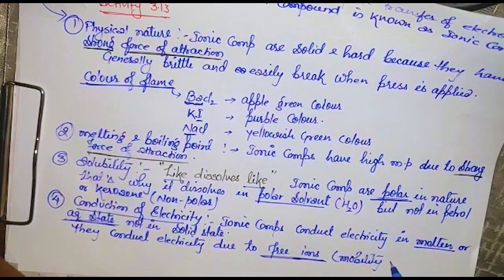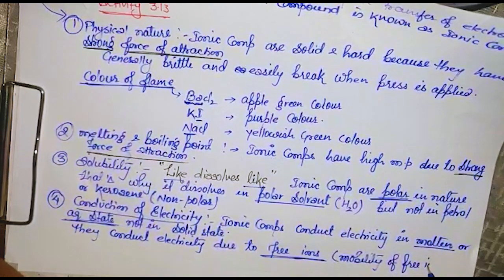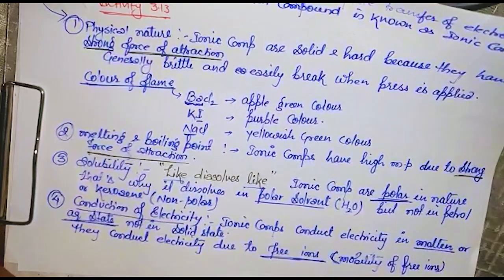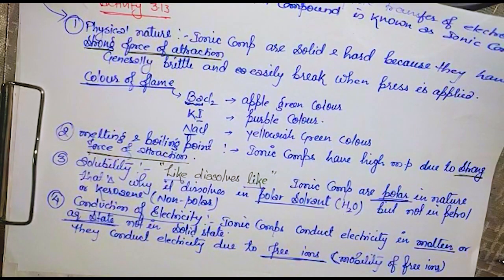I just want to tell you that any substance can conduct electricity due to two reasons: either free ions or free electrons. Got it? Whenever we talk about ionic compounds, they conduct electricity due to free ions. But whenever we talk about metals, they conduct electricity due to free electrons. Be very careful about this. Now you will ask me how it is free ions.